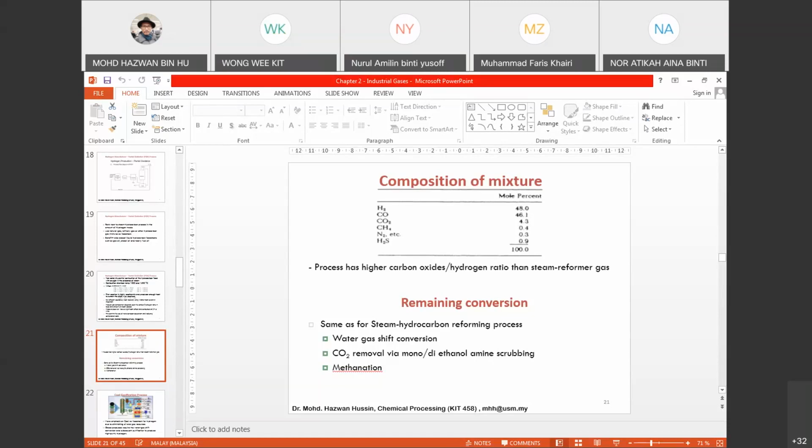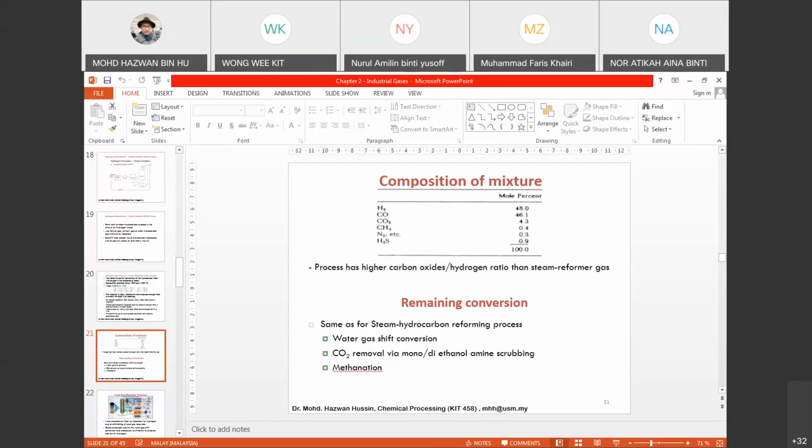Okay. So Wicket, what do you think? If you want to increase the percentage of hydrogen from the partial oxidation process, what will be the idea? What will be the strategy? You think that it is possible? I'm not sure. I don't know.